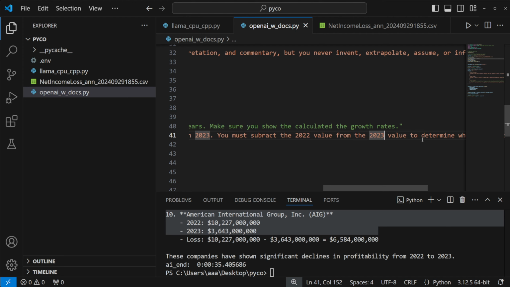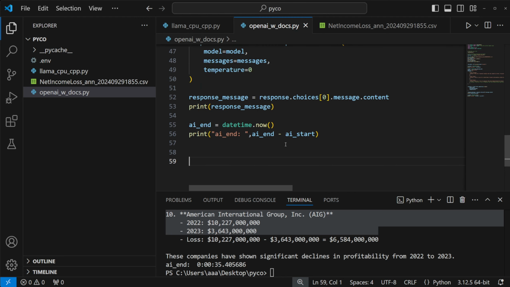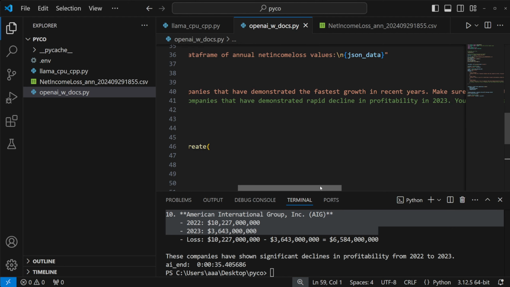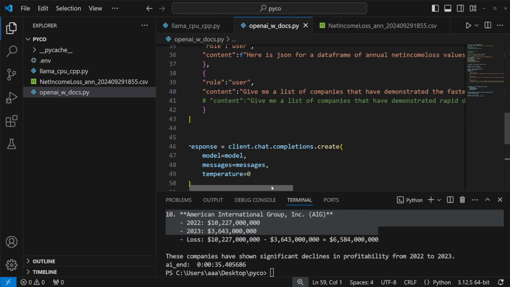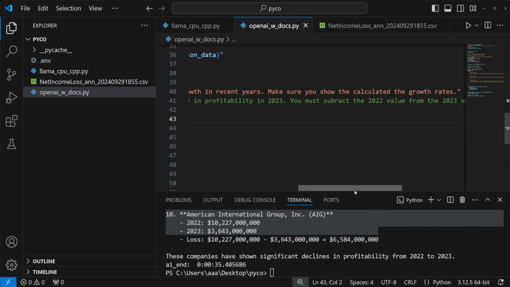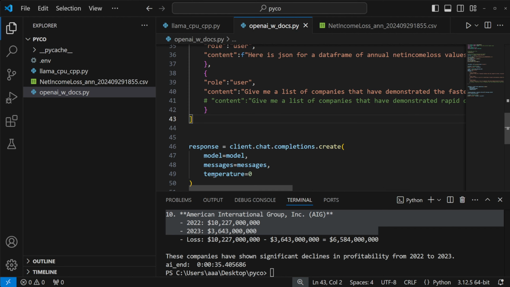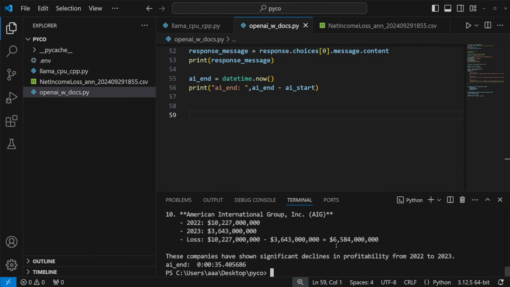Let's take a look at this other question that I have lined up. So give me a list of companies that have demonstrated, wait, which one? Yeah, okay, so we're doing the orange. Sorry, folks. I'm getting a little tired. Give me a list of companies that have demonstrated the fastest growth in recent years. Make sure you show the calculated growth rates. Okay? So that's going to be interesting. Let's see what it says.